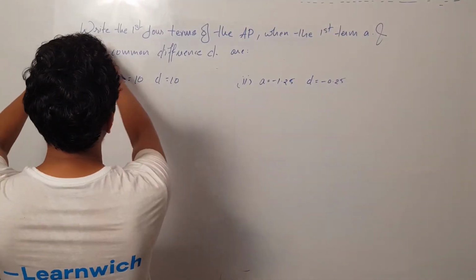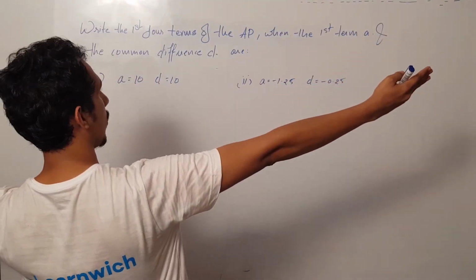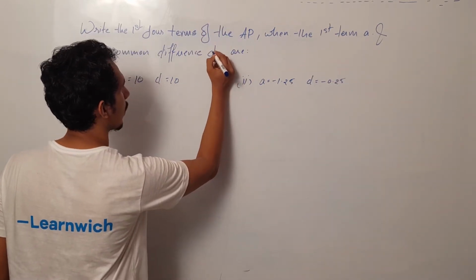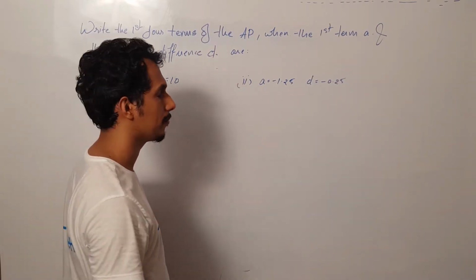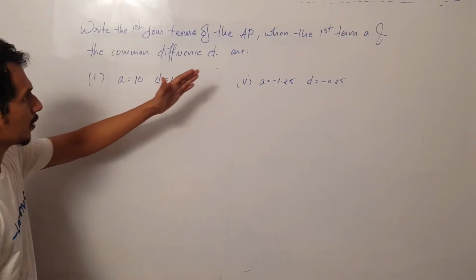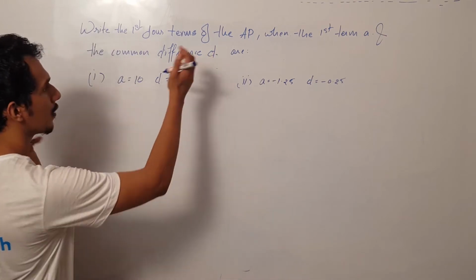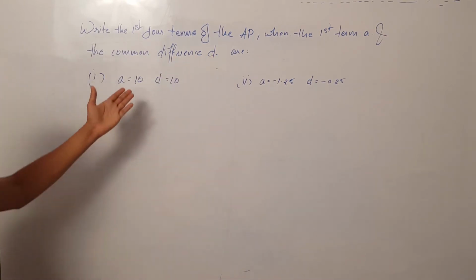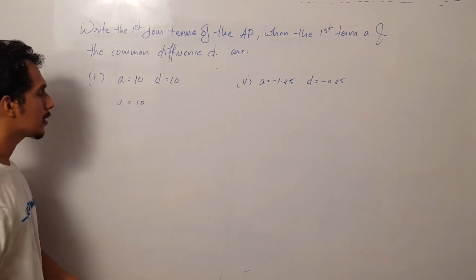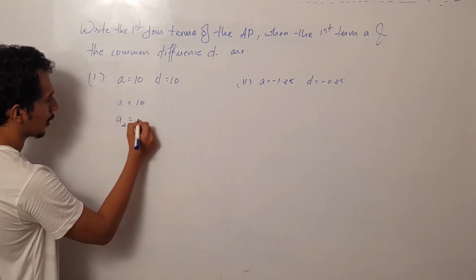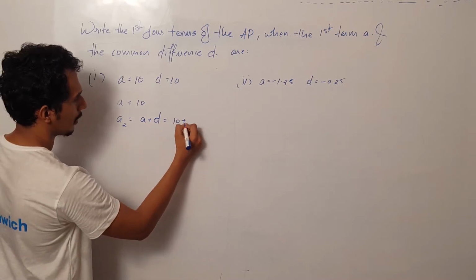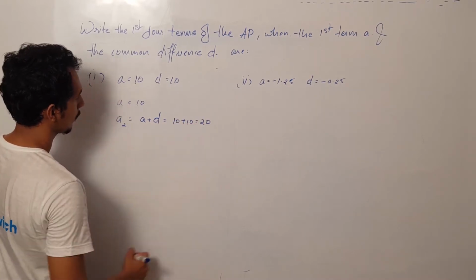Next question. Write the first four terms of the AP when the first term a and the common difference d are given. This is d, okay? Whenever I write d, it looks like c and l. Never mind. So write the first four terms when the first term is a and the common difference is d. Okay, so the first term a will be 10. Second term a2 will be a plus d, which is 10 plus 10 is 20.